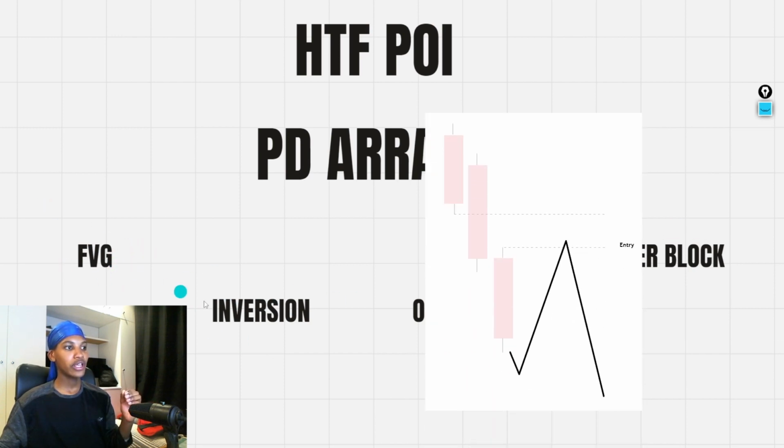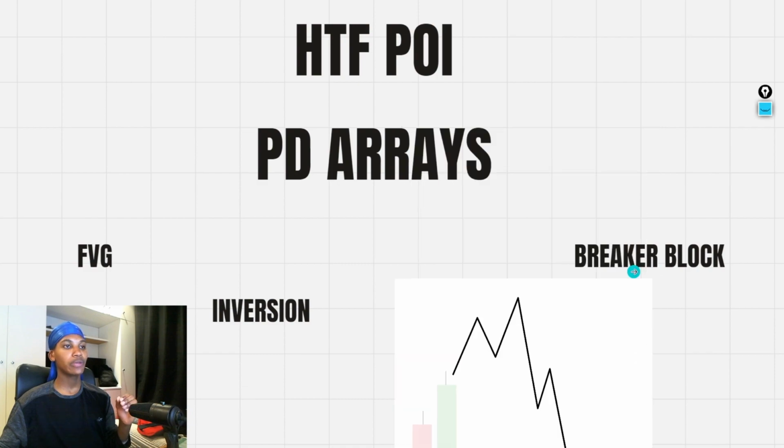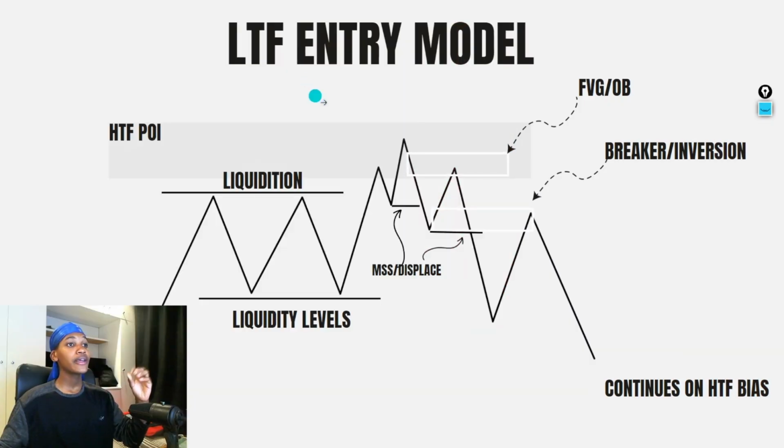Now, here's our fair value gaps, our inversions, our order blocks, and breaker blocks. Next is our lower time frame entry model. This would be the picture perfect scenario. But I understand you guys already know that this doesn't happen every single time in the market. However, I want to have this here so you guys can have this schematic in your mind, reminding you of the other confluences that you can always add onto what you see on the chart.